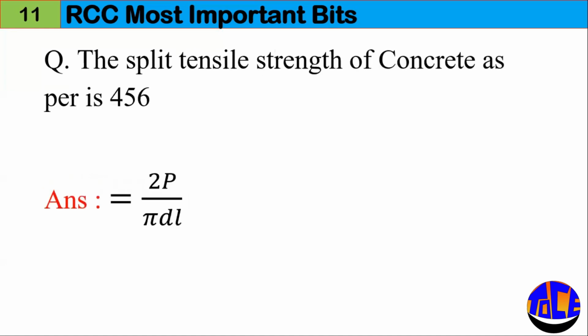The split tensile strength of concrete as per IS 456, it is 2P divided by pi DL. So for split tensile strength, we will be calculating the split tensile strength using 2P by pi DL. Here P is the load applied on the cylinder and D is the diameter of the cylinder and L is the length of the cylinder.